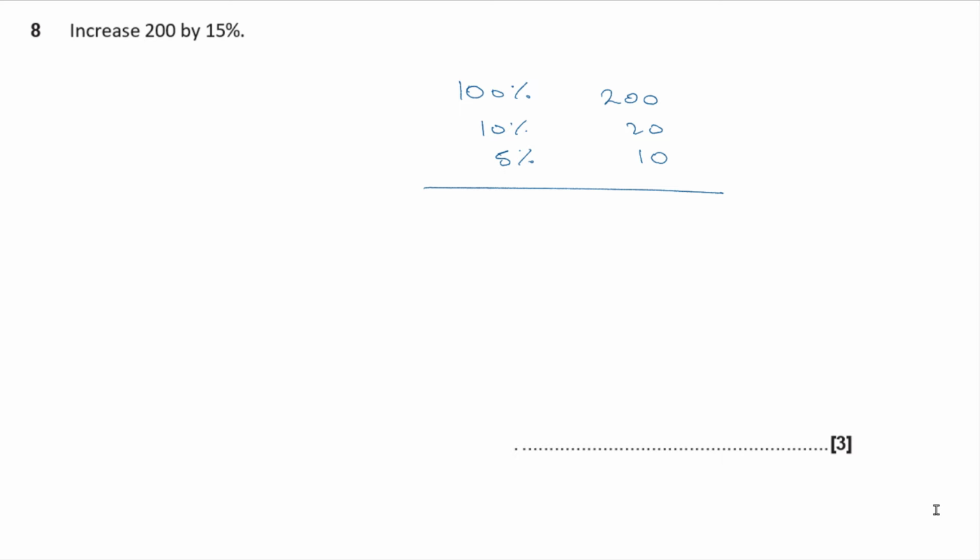So if I add those together, the 100%, the 10, and the 5 make 115%. That's a 15% increase. 20 and 10 and 200 makes 230. So that's my answer, 230. That's an easy 3 marks.